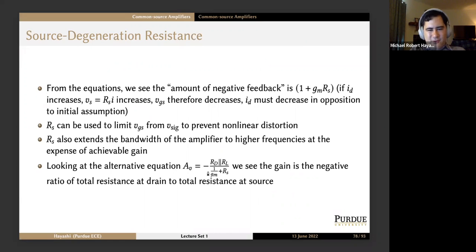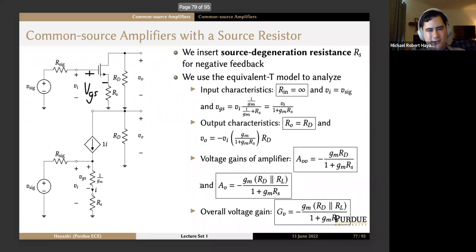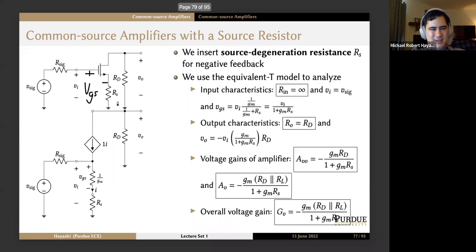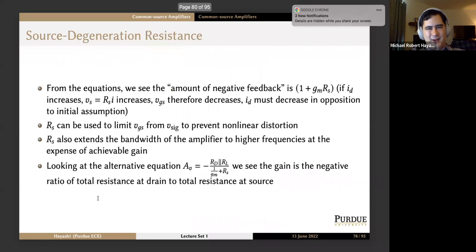Looking at this alternative equation, you can learn a little trick for how to calculate common source amplifiers quickly. Gain is the negative ratio of the total resistance at the drain, so that's the equivalent resistance at the drain, RD in parallel with RL, to the total resistance at the source. The resistance in the source is 1 over gm plus RS, using our equivalent T model.